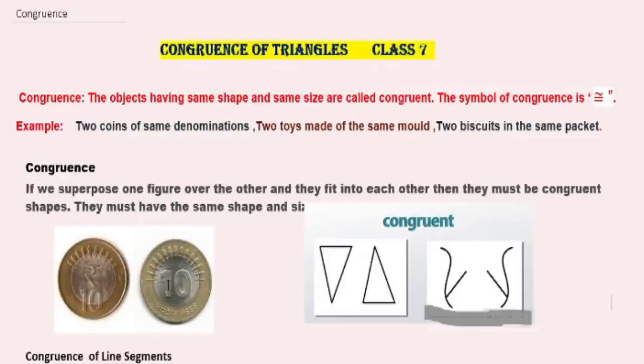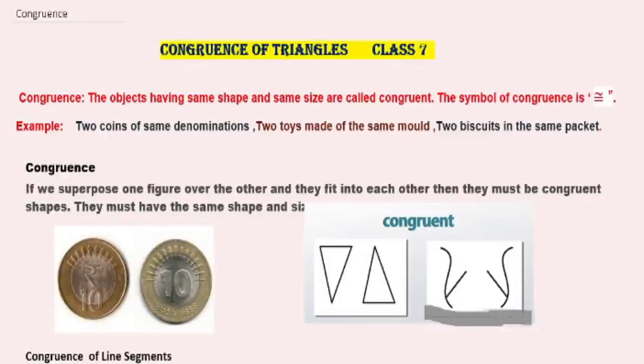Here for example, you can see two coins of same denomination. These two coins have same shape, that is circular shape, and same size. So these two coins are congruent. Similarly, if you take two toys made of the same mold, or if you take out two biscuits from the same packet, then they are also congruent figures.